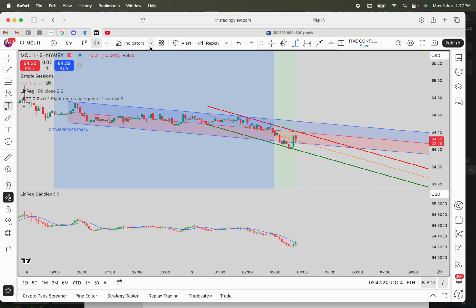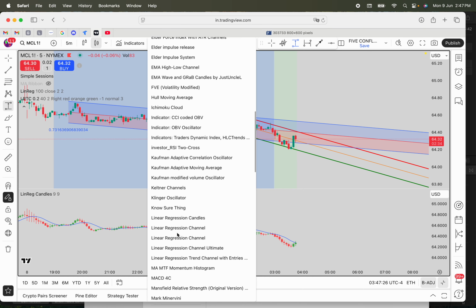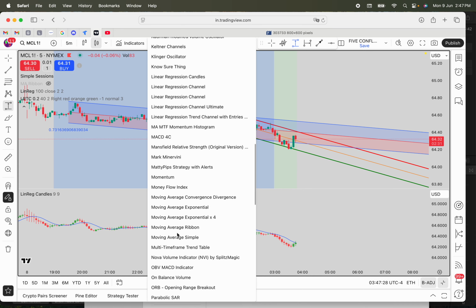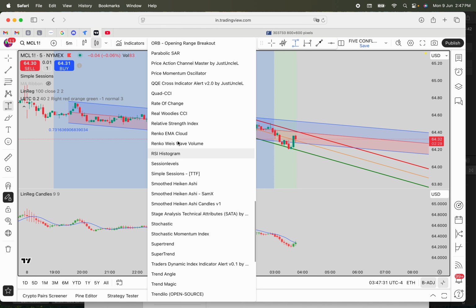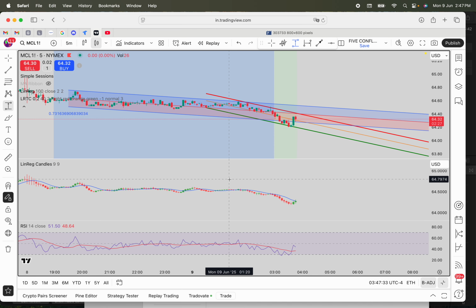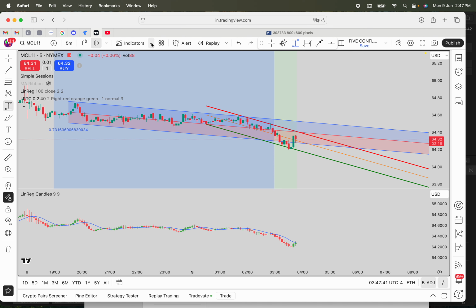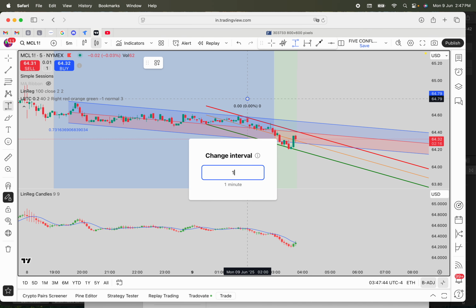I suppose you could use an RSI. They're all just, I mean, where's RSI? Relative strength, same thing. There you go. RSI, you could use that. It's telling you to go short. So let's look at the 10-minute chart.